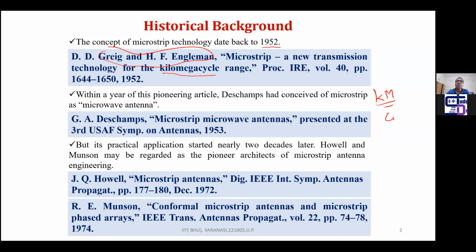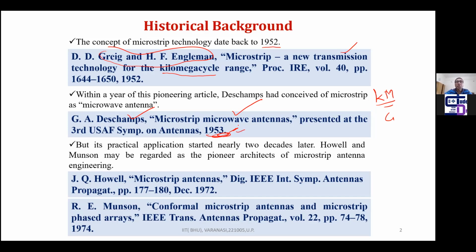So this is a new transmission line which was introduced by Greig and Engelmann. Then within a year, an idea of the microstrip antenna was given, microstrip as a microwave antenna. This is the first time the idea of the microstrip planar antenna came into the picture, in 1953, given by Deschamps. It is already noted in books, and you will find in any book that Deschamps' idea came in 1953.